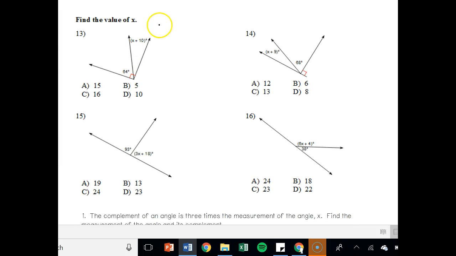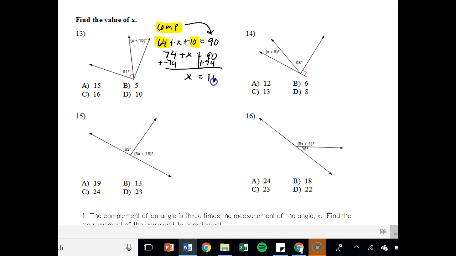On the backside, it says find the value of x. So again, you're going to state the relationship. In this case, it's complementary. So I'll highlight that, and I'll say, okay, 64 plus x plus 10 has got to be equal to 90. Why 90? Because we said it was a complementary relationship. You can highlight your like terms, 64 and 10. It gives you 74 plus x equals 90. And then you can go ahead and solve by adding a negative 74 to both sides. So x is equal to, in this case, 16.